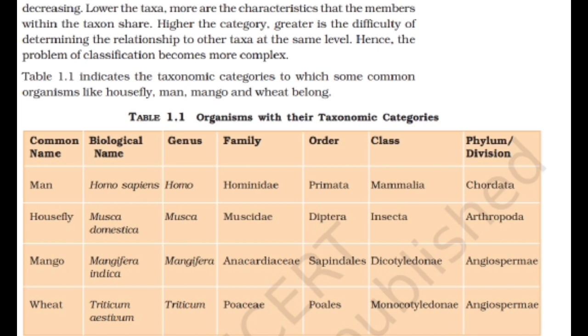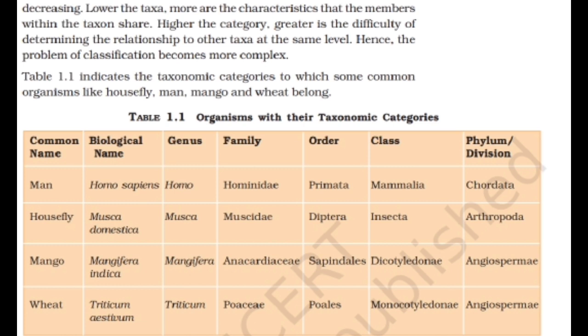Figure 1.1 Taxonomic categories showing hierarchical arrangement in ascending order: species, genus, family, order, class, phylum or division, and kingdom. Table 1.1 indicates the taxonomic categories to which some common organisms like housefly, man, mango and wheat belong.